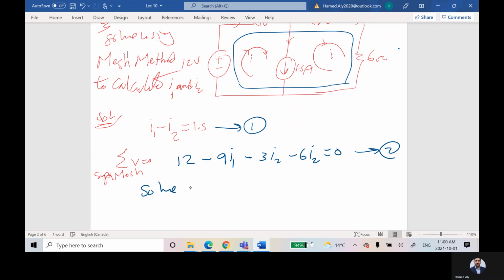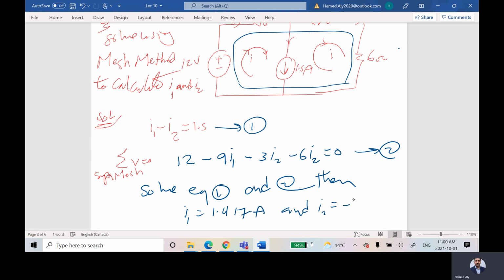Solve equation 1 and 2. Then you will find that I1 should be equal to 1.417 amps and I2 should be equal to negative 83.3 milliamps. What's going to happen if I didn't realize the super mesh?